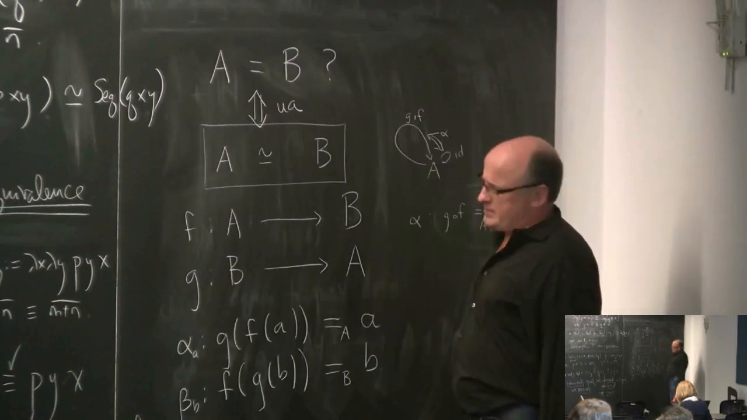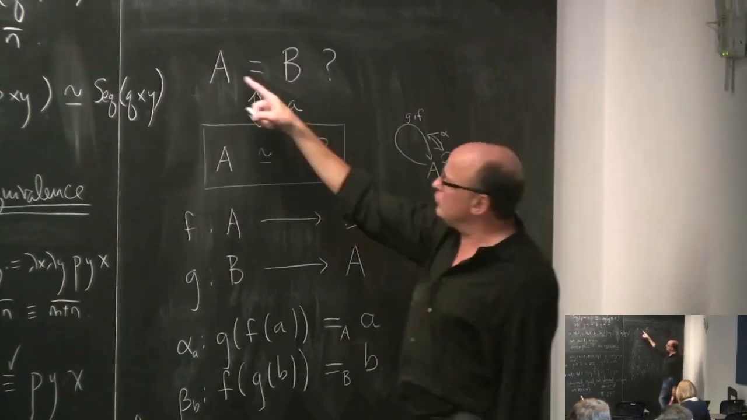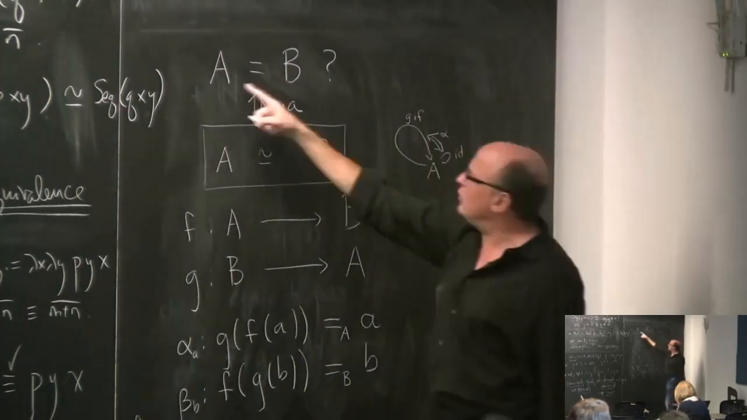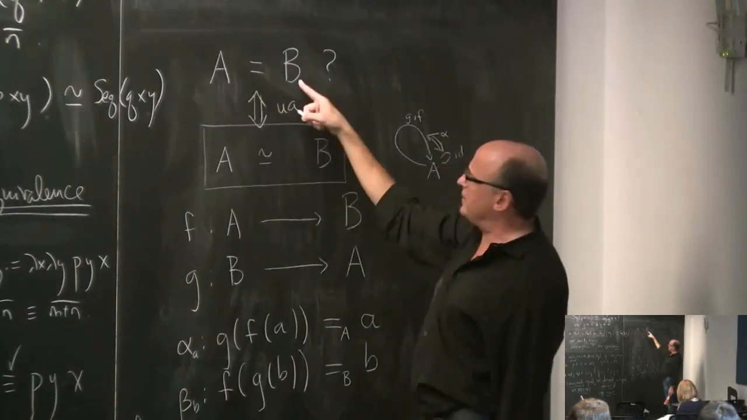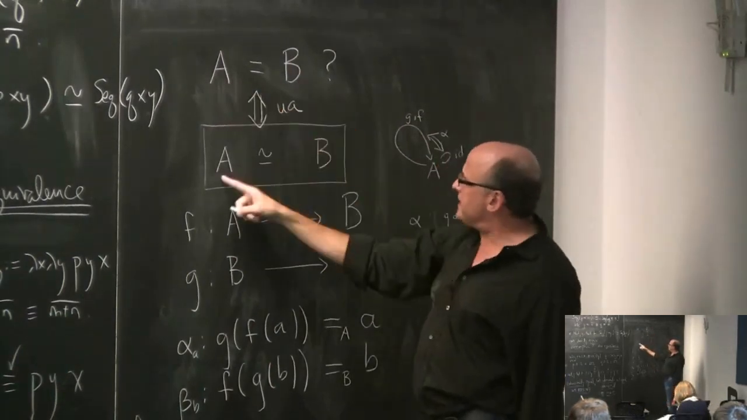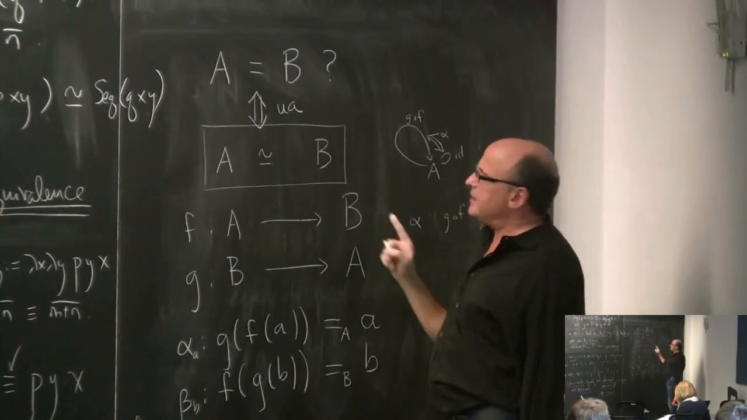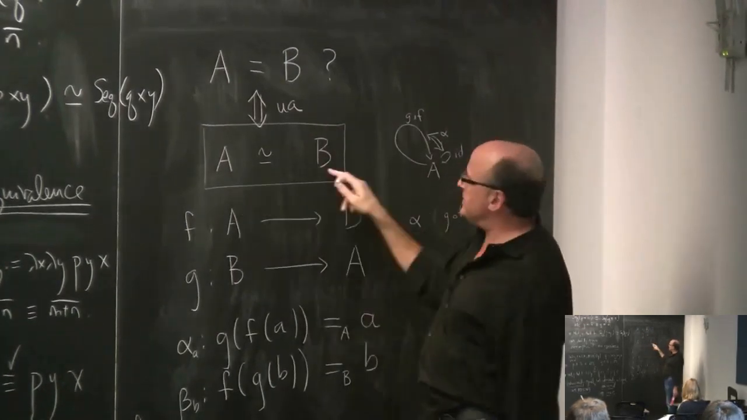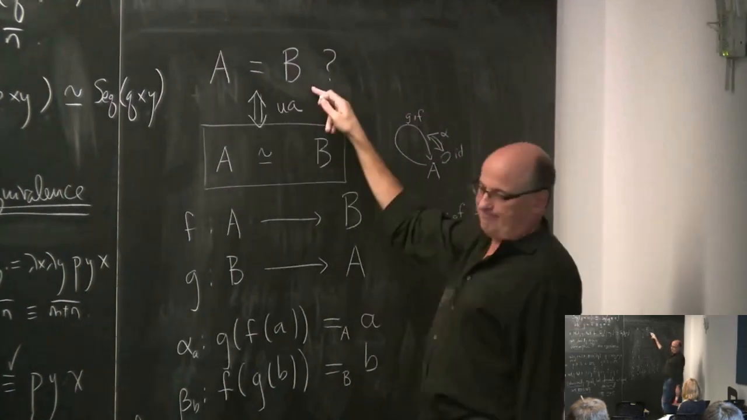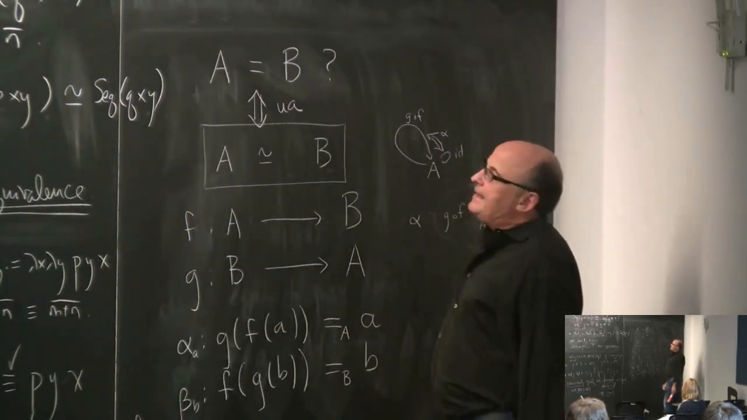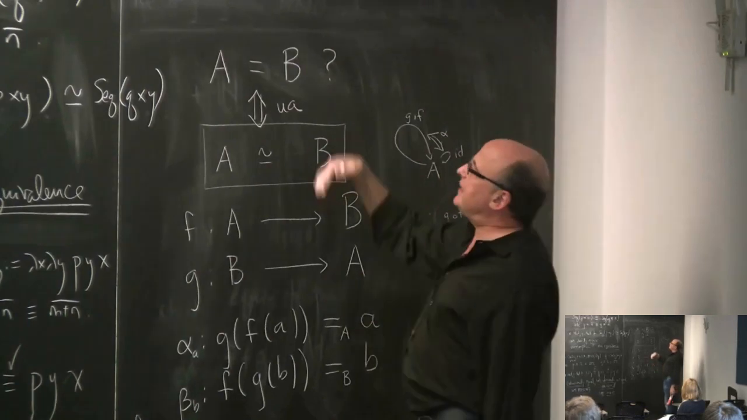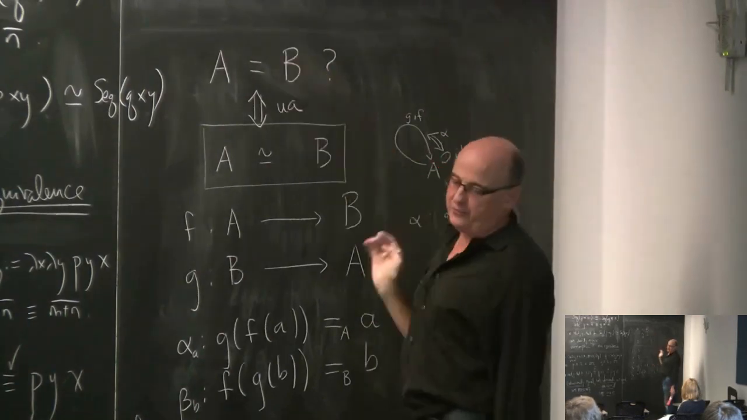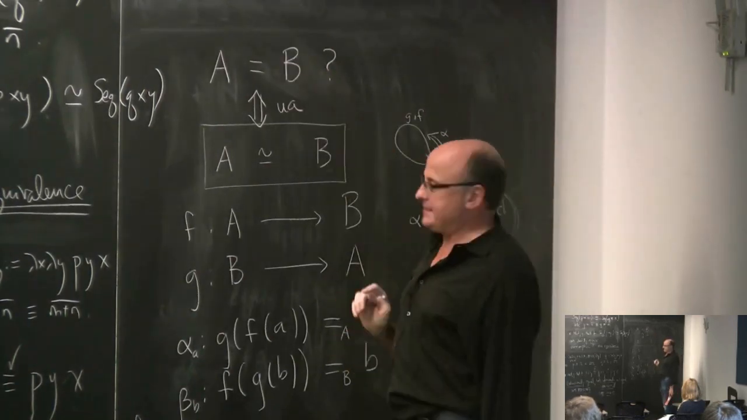Now, to make that precise, though, requires me to tell you what sort of animal is A equals B, and what sort of animal is A equivalent B? Because we're in a game where everything is in type theory. So this ought to be a type, and that ought to be a type. And then the univalence axiom will tell us that these two types are equivalent. That's the actual univalence axiom.